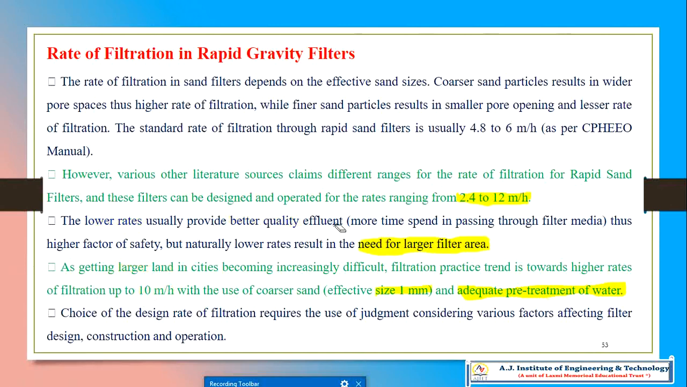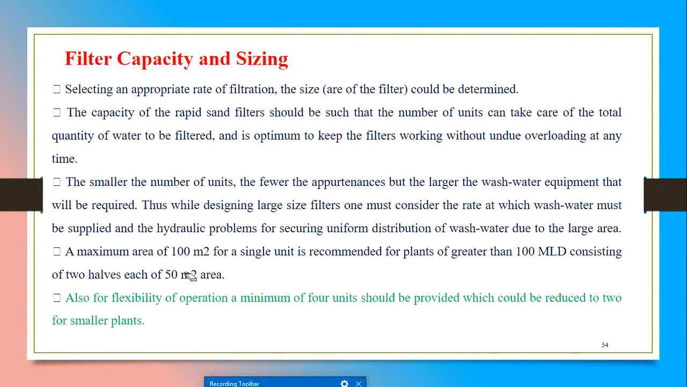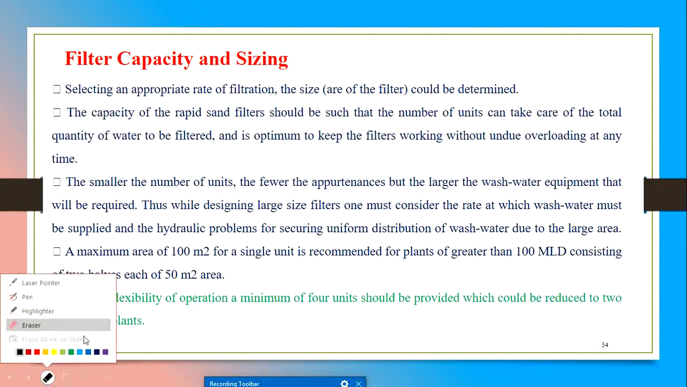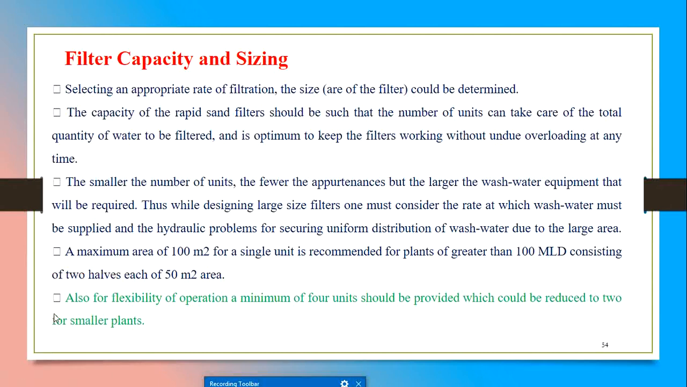We'll move on to another slide, which is called filter capacity and sizing. Now here, by selecting an appropriate rate of filtration, the size of the filter could be determined. If we select an appropriate rate of filtration, then the size could be determined. That is also very important. This is the first point.